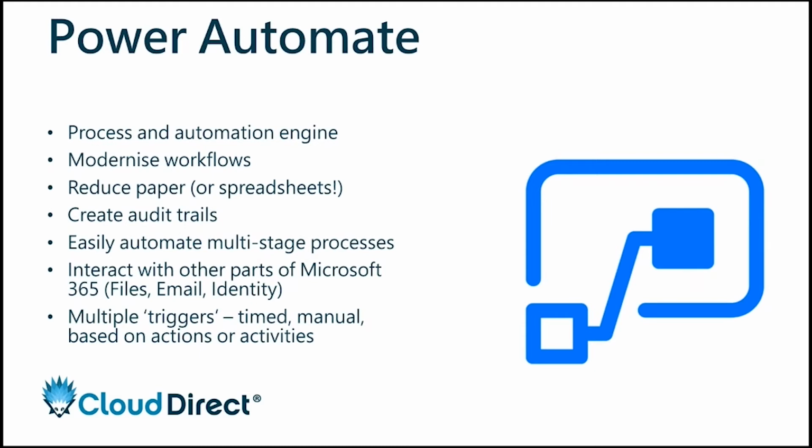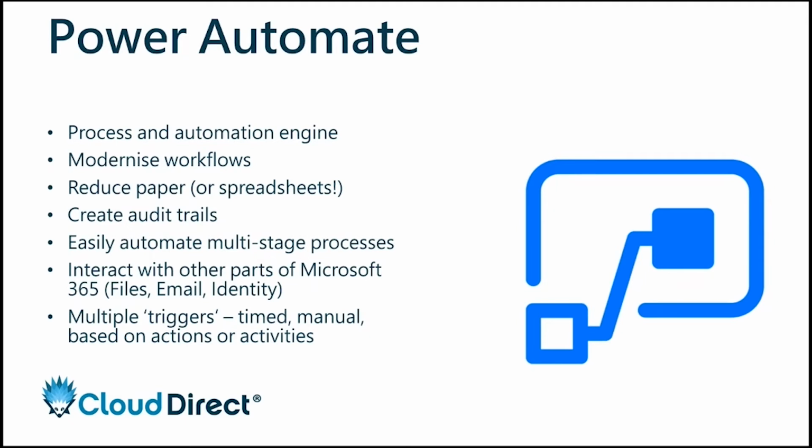You can then interact with other parts of Microsoft 365. So you benefit from the security of using people's 365 logons through Azure AD. You benefit from being able to send emails, store things in SharePoint, and you manage to connect to all of these services. You can send messages in Teams, and they're all native connections. So you don't have to have any complex development going on to make sure that these things can talk to each other. You can also trigger automation and processes based on different triggers.